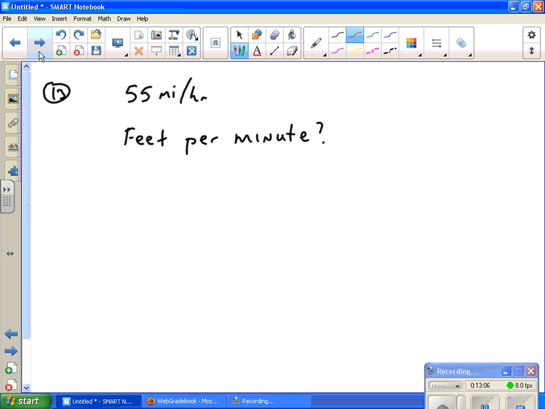Number 13 says 55 miles per hour, find feet per minute. 55 miles per 1 hour. Feet per minute. In a mile, there are 5,280 feet. That's not something I expected you to know, but it'll do you some good if you learn that number, 5,280. You're trying to convert units.